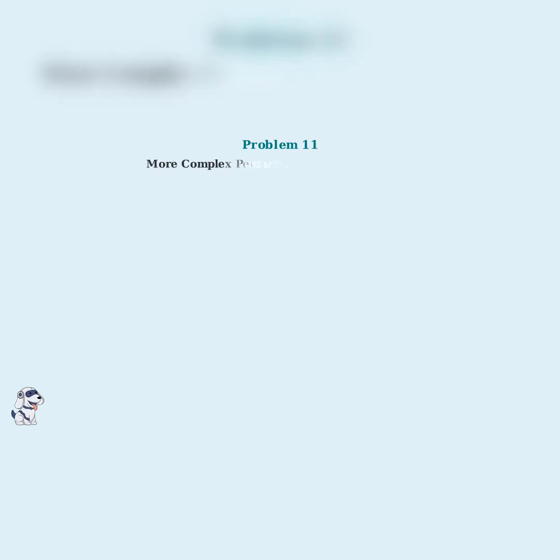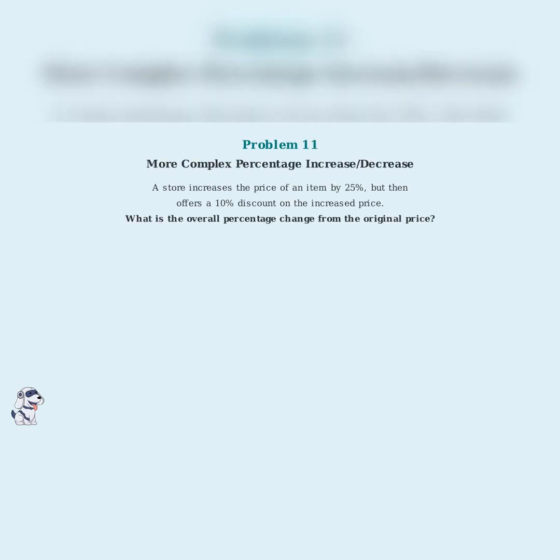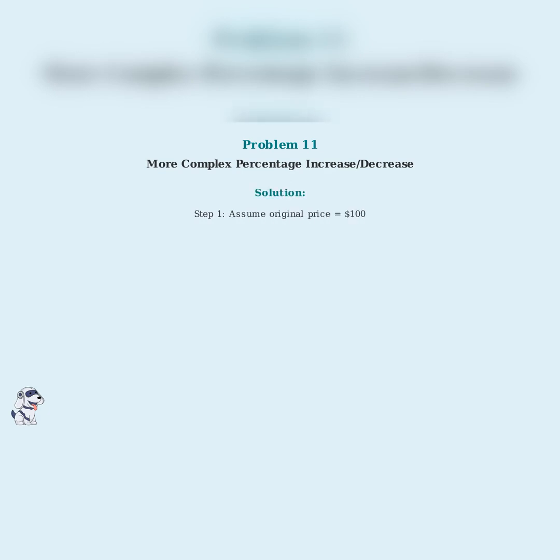Here's our 11th problem involving a more complex percentage scenario. A store first increases an item's price by 25%, then offers a 10% discount on that increased price. We need to find the overall percentage change from the original price. Let's solve this step by step using a concrete example. We'll assume the original price is $100 to make our calculations easier.